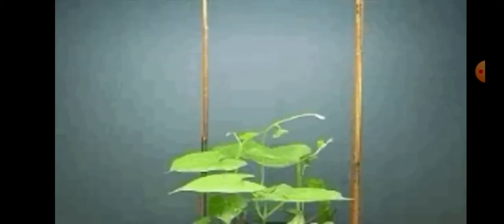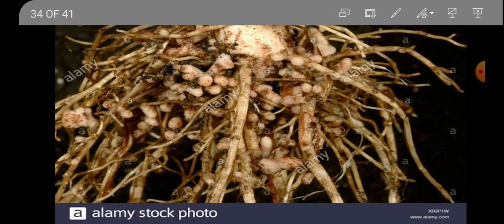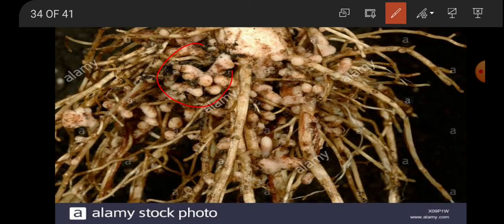Now the third type of modified roots that we will observe is nitrogen fixing roots. Some plants like green peas, beans, some legume plants, groundnut, yes, these are some of the plants. When you take out the plant along with the root, you will find that the root has some swollen areas like this. These we call root nodules.